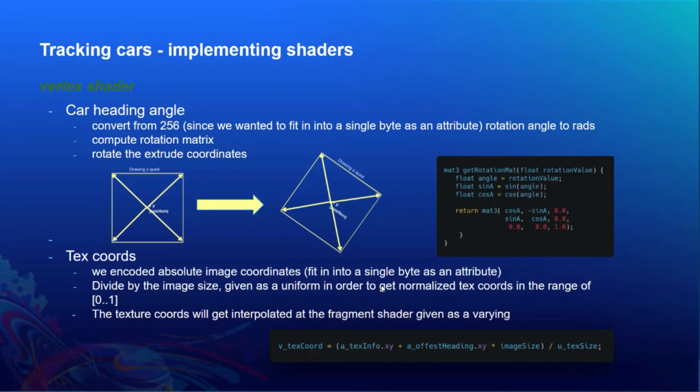The texture coordinates are given in a range between 0 and 1. Remember that we encoded the absolute position of each car and the width and the height. So we need to translate that and normalize this. We're doing this by passing a uniform that defines the width and height of the overall texture. So we simply divide the position and the width and height by the width and the height of the overall texture, and we get a normalized value that is later used in order to sample the texture.